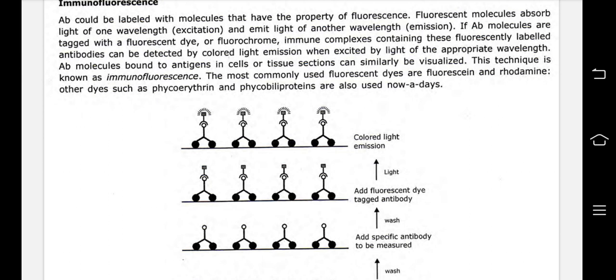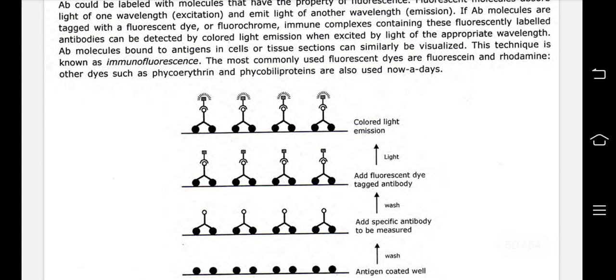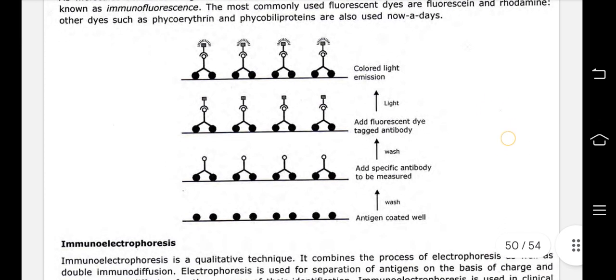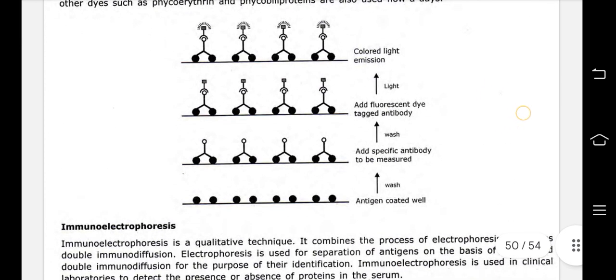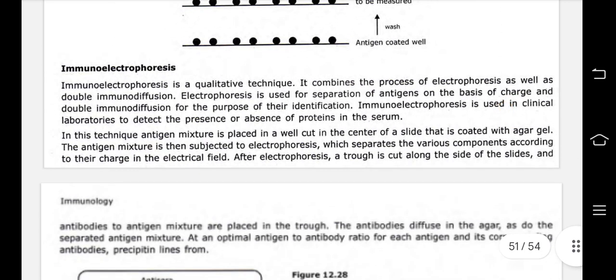The most commonly used immunofluorescent dyes are fluorescein and rhodamine. Other dyes such as phycoerythrin and phycobiliproteins are also used nowadays. Here, antigen coated well, wash, add specific antibody to be measured, again wash, add fluorescent dye tagged antibody, supply light, colored light emission. Then immunoelectrophoresis.